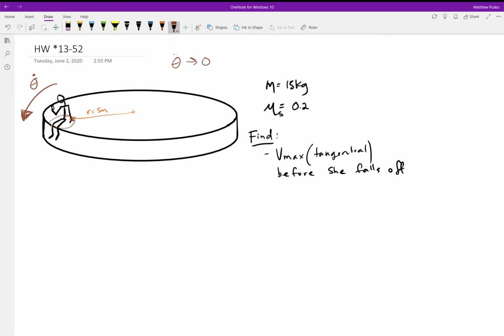And they want us to find the maximum speed that the girl can travel in the tangent direction before she slips off the platform. The coefficient of static friction between the girl and the platform is 0.2. Okay, first off, free body diagram.